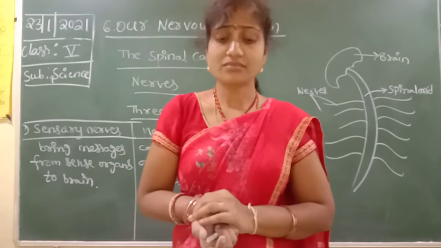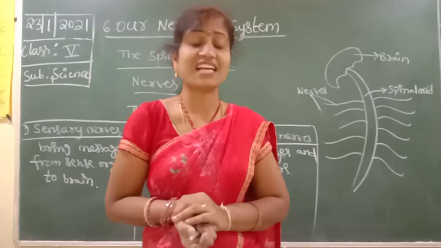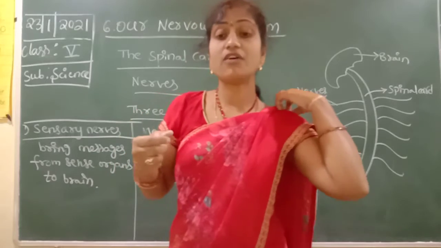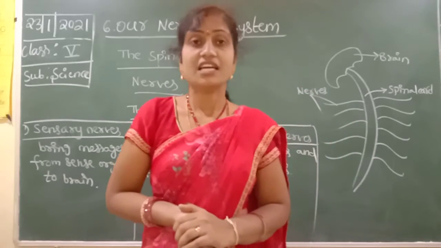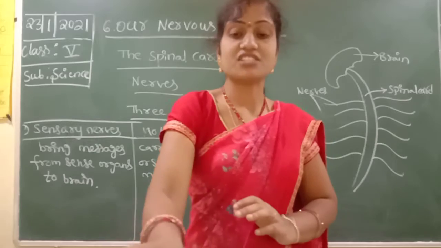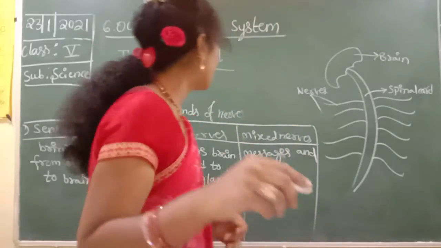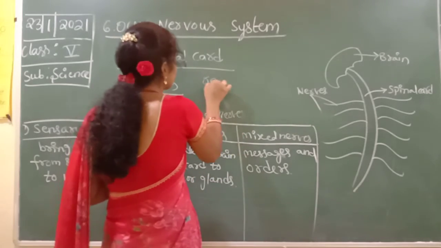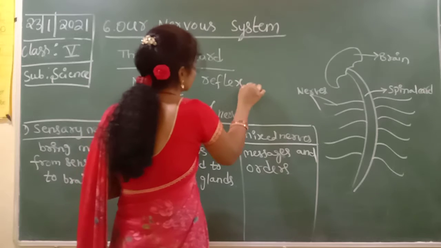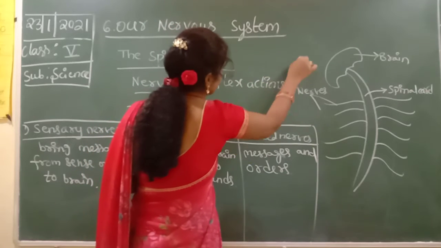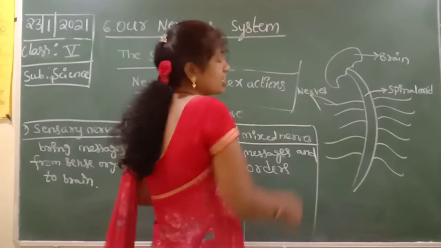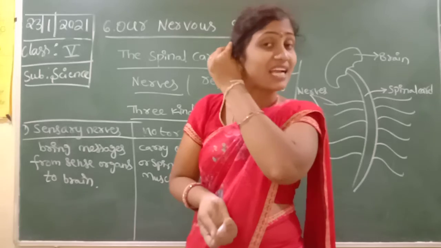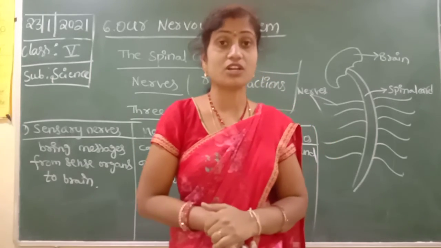Our nervous system controls all the actions of our body, but some of our actions happen automatically. These actions are called reflex actions.